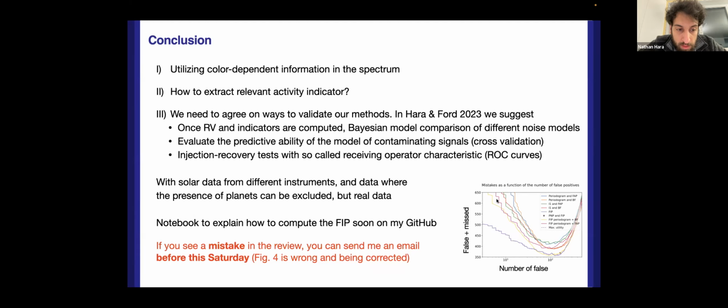And another important thing is if you see a mistake in the review, you can send me an email, but you have to do it this week because I have to send the proofs very shortly. And I thank you for your attention.